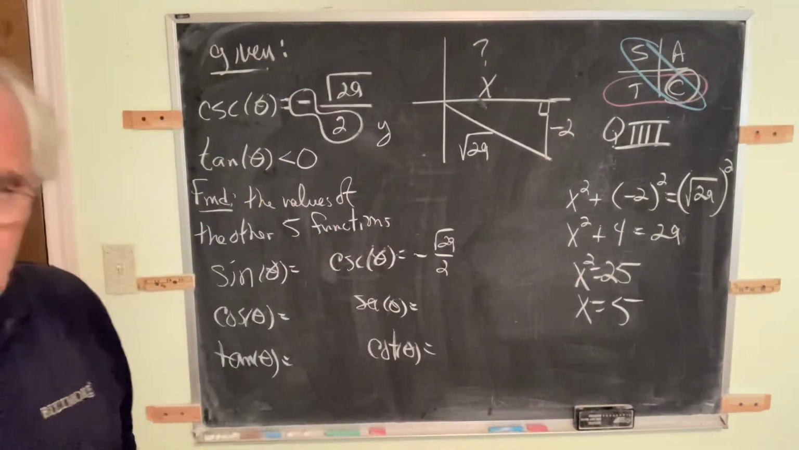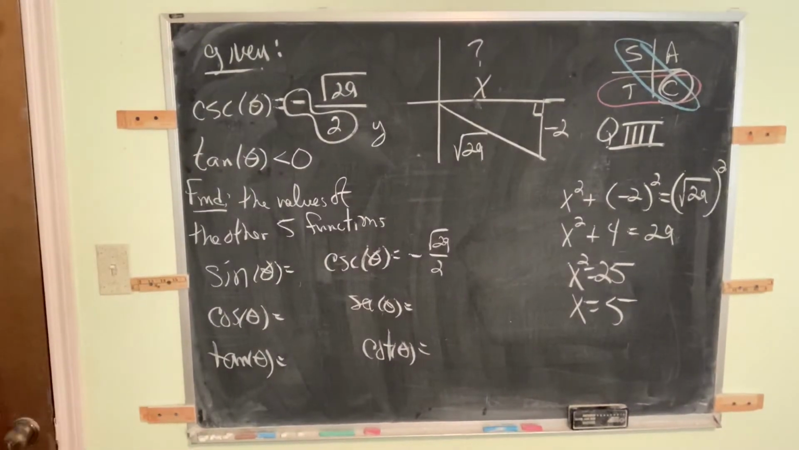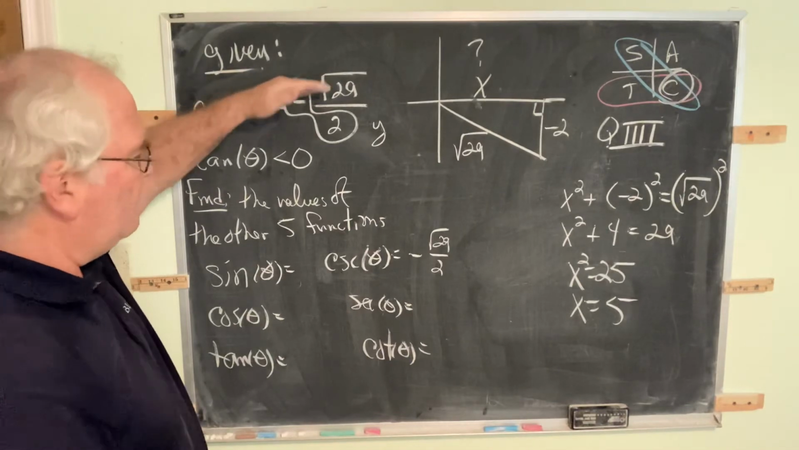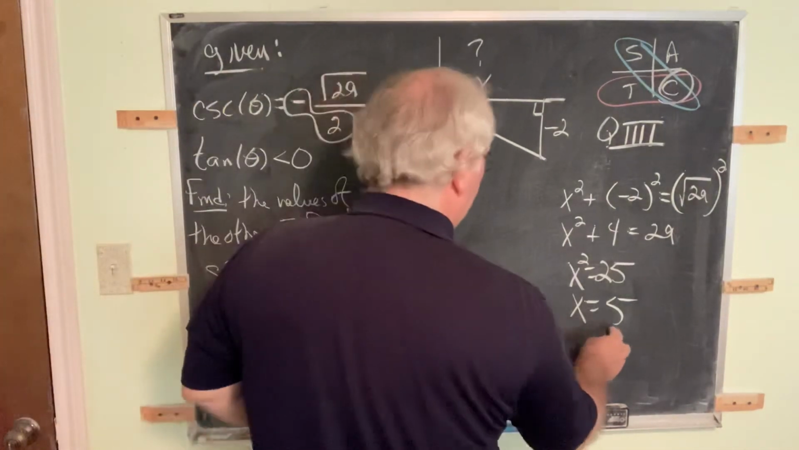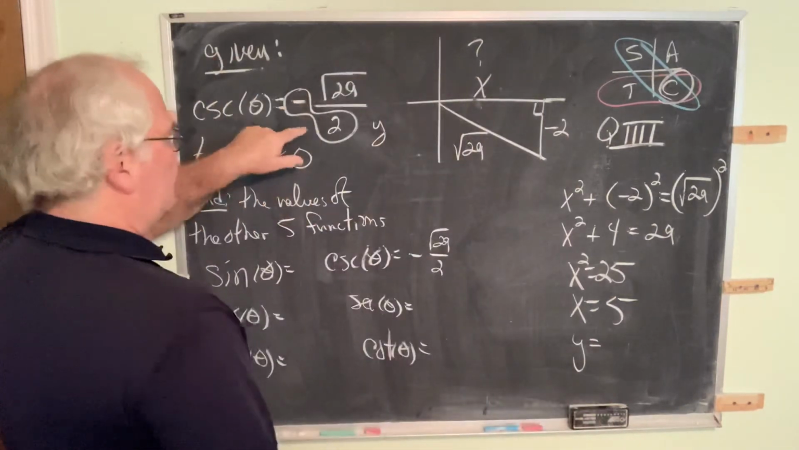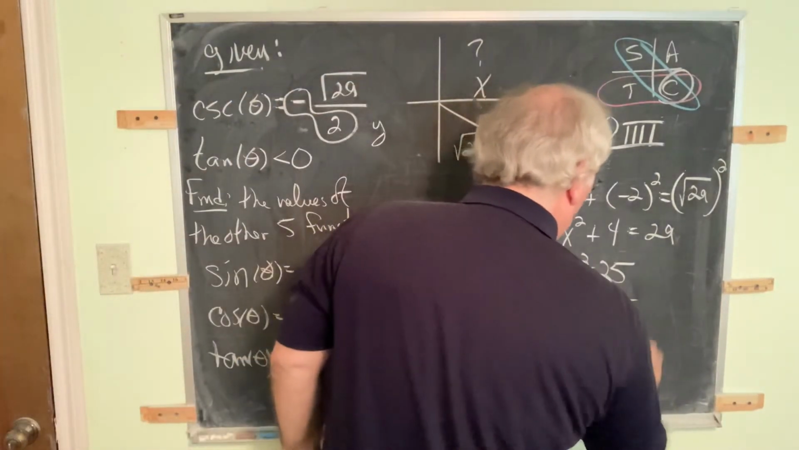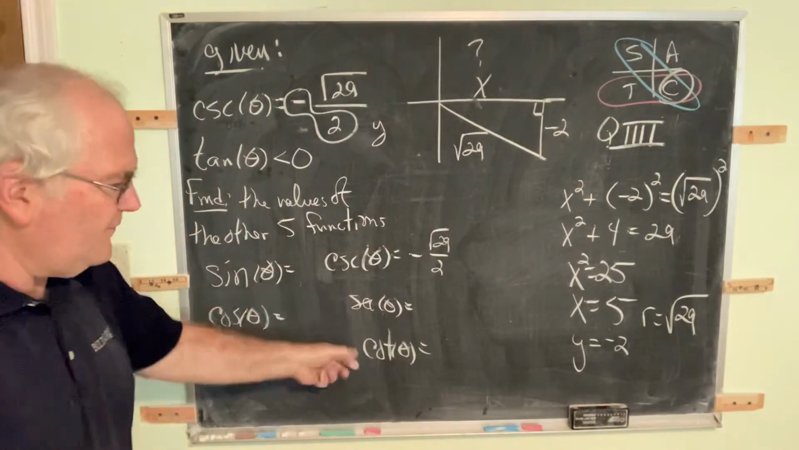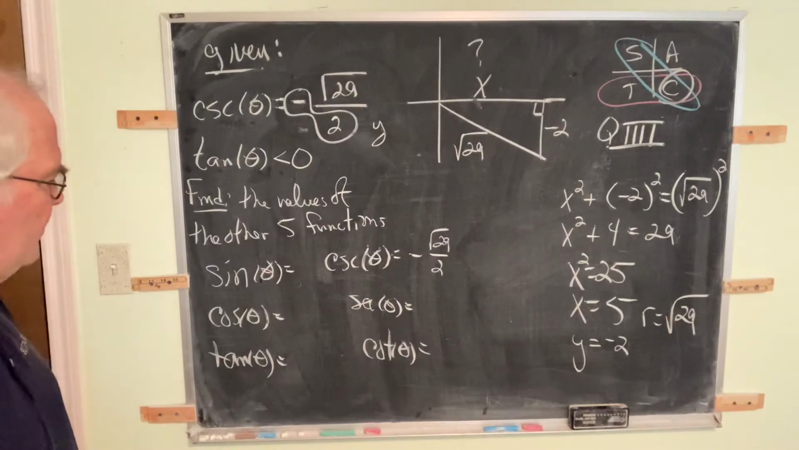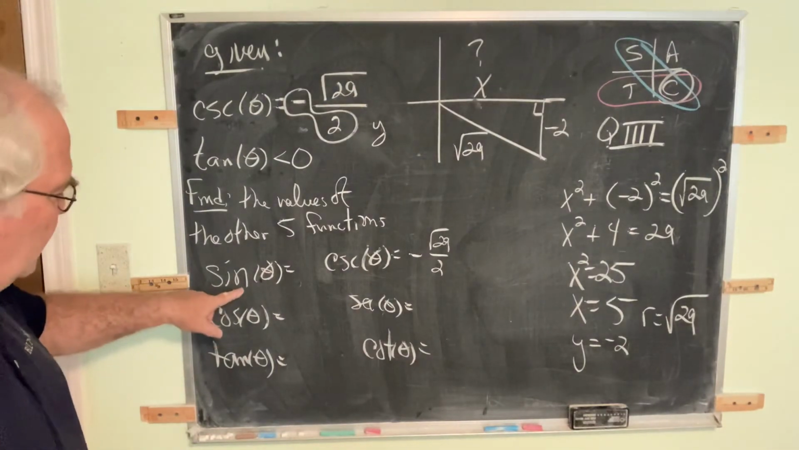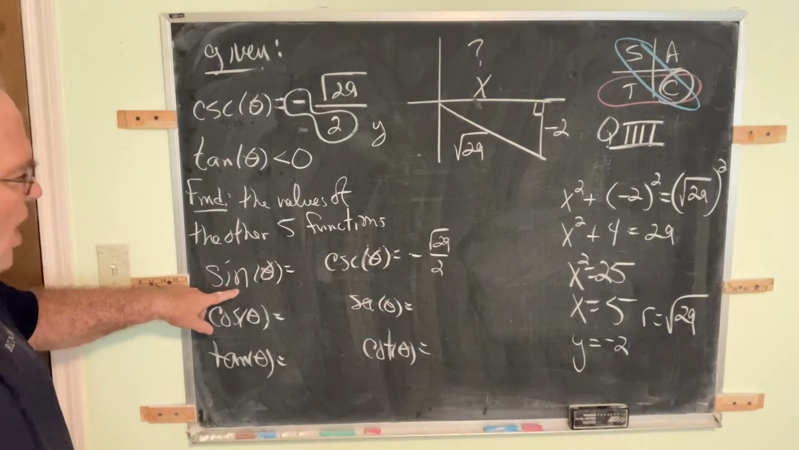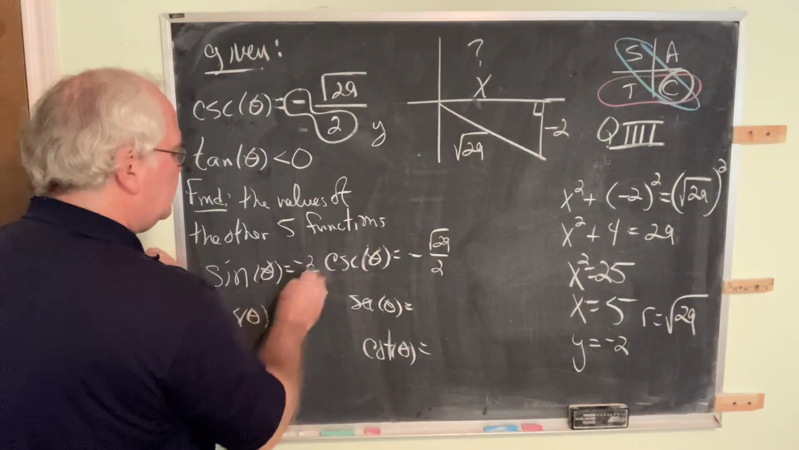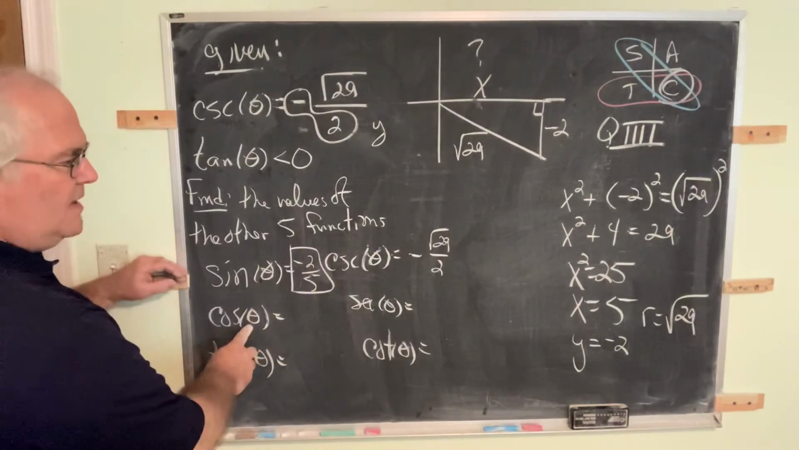We know the value for x, the value for r, and the value for y. So x is equal to 5, y is equal to negative 2, and r is equal to the square root of 29. Filling in the values for these functions is child's play now, I hope. So sine, should we just fill this in very quickly? Sine is y over r.